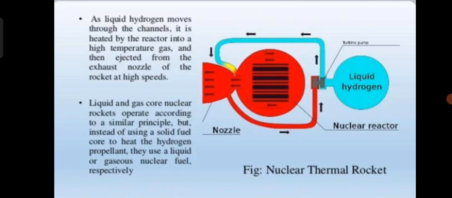Liquid and gas core nuclear rockets operate according to similar principles, but instead of using a solid fuel core to heat the hydrogen propellant, they use a liquid or a gaseous nuclear fuel respectively. In this nuclear thermal rocket diagram, on the right side we can identify the liquid hydrogen, and on the left side the nozzle, where the connecting tubes are known as channels.